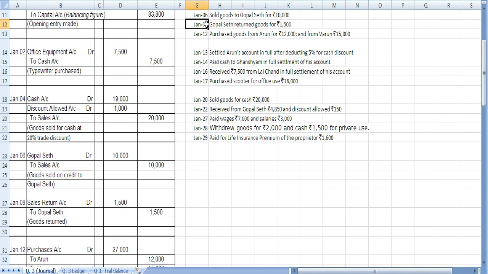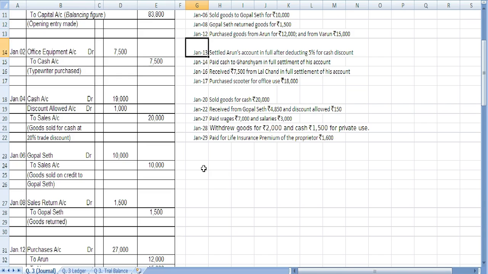Then we have January 8. Gopal Seth returned goods for 1,500. Now whatever was the sale, our revenue, when the sold goods are returned, we have to pay back the money, so it will become our expense, so it will reverse. So sales return account debit, and who is returning? The giver is Gopal Seth. So sales return account debit to Gopal Seth 1,500, goods returned.